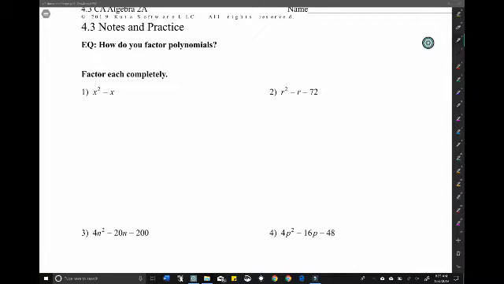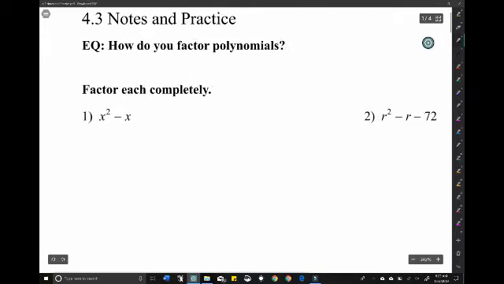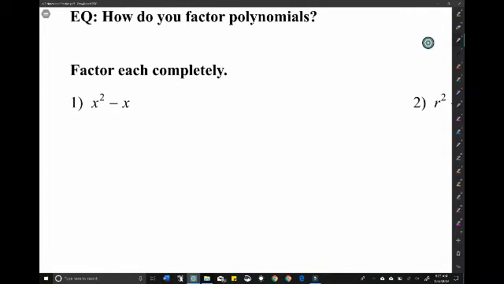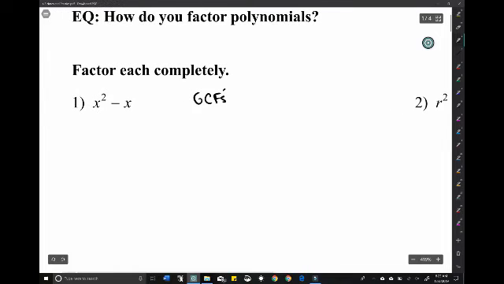This time we are going to be factoring polynomials. Here's where it starts to get a little more challenging. So factor each completely. What we're going to be doing is either removing greatest common factors, so we're going to be checking for GCFs or greatest common factors, and also breaking down trinomials.